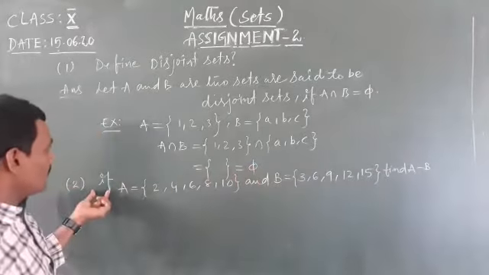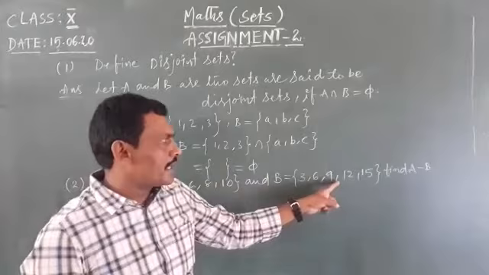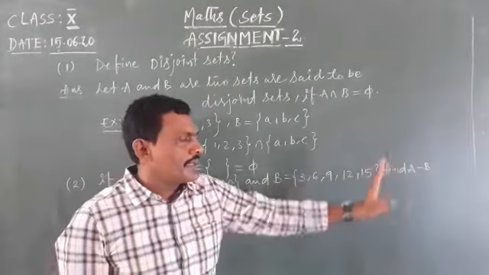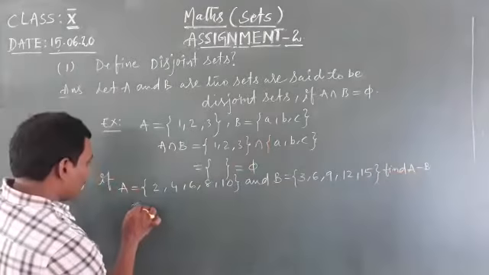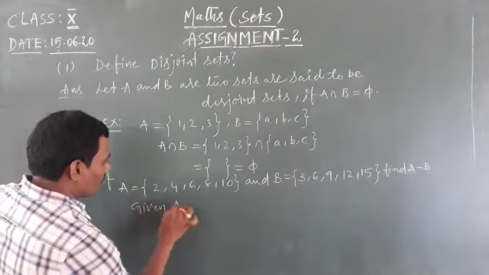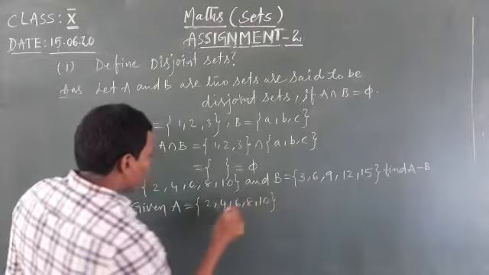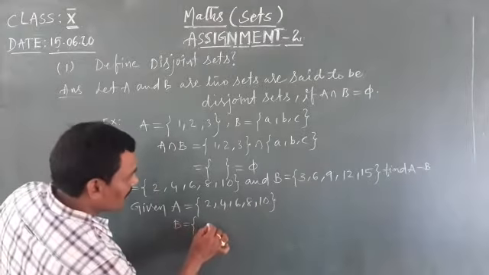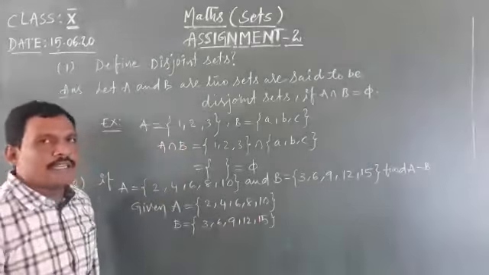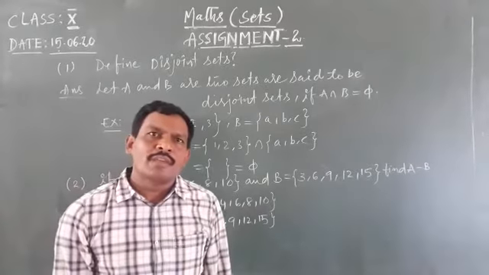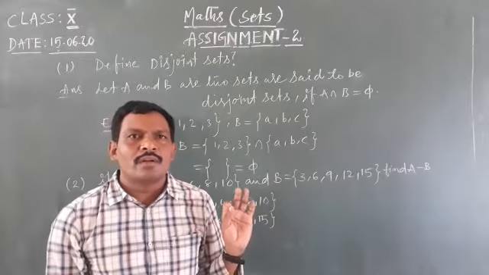Next, the second question: if A is equal to {2, 4, 6, 8, 10} and B is equal to {3, 6, 9, 12, 15}, find A minus B. What is the meaning of A minus B? The elements of A that are not contained in B are called A minus B.